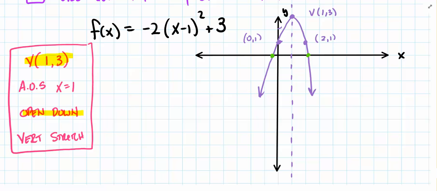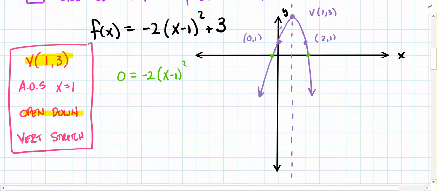So if I say 0 is now equal to negative 2 times x minus 1 squared plus 3, and I solve, I should be able to get these x-intercepts. And I want you to have this skill. So let's go ahead. What would I do first to solve for x? Subtract 3. So negative 3 equals negative 2 times x minus 1 squared. Then what? Divide by negative 2.